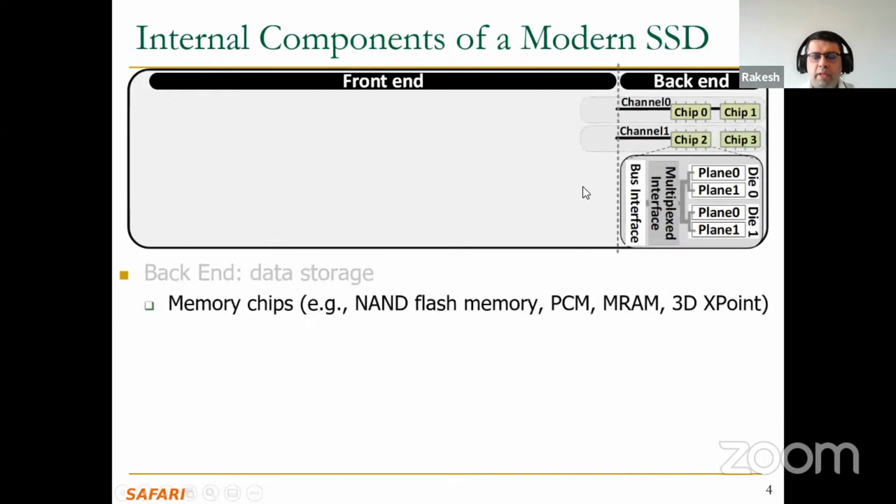A modern SSD actually has two parts to it: a front end and a back end. The back end mostly consists of the storage medium, which has the memory chips. There are a number of memory chips connected to different channels, and each memory chip has a number of dies. A die can have multiple planes, and each plane has a number of blocks, which constitute a large number of pages. These are all connected through a bus interface.